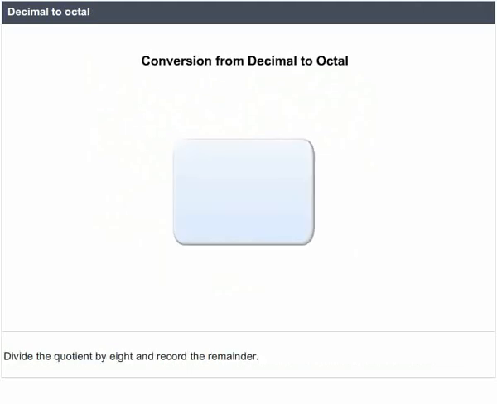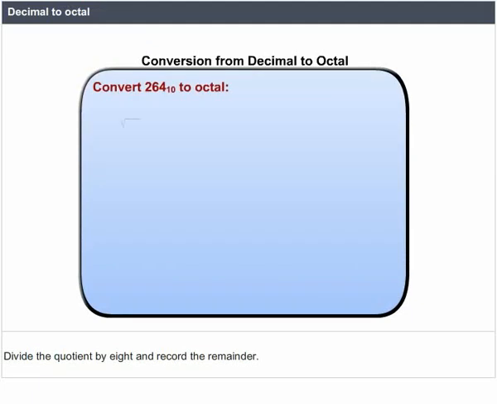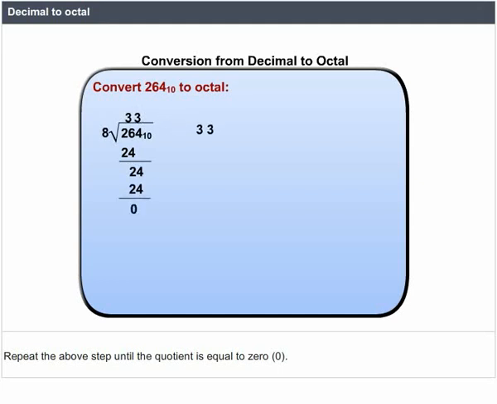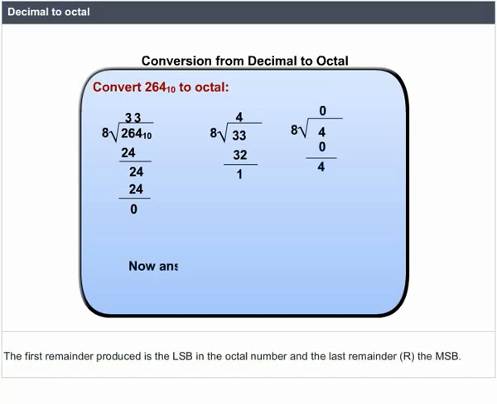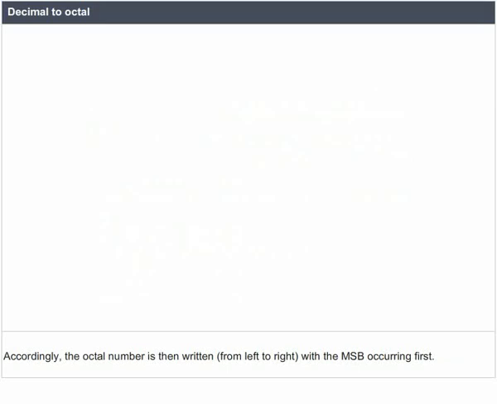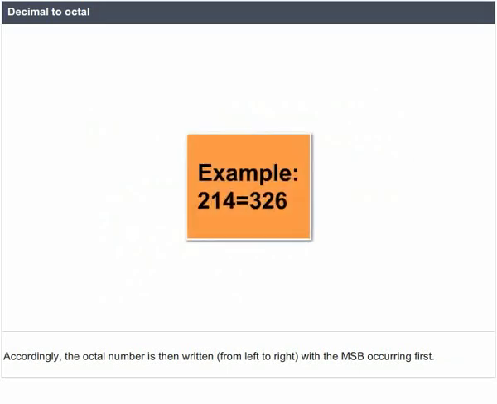Decimal to octal. Divide the quotient by 8 and record the remainder. Repeat the above step until the quotient is equal to 0. The first remainder produced is the LSB in the octal number and the last remainder is the MSB. Accordingly, the octal number is then written from left to right with the MSB occurring first. Example: 214 equals 326.